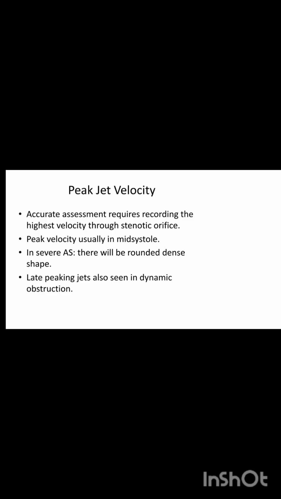For an accurate peak jet velocity, you need to record the highest velocity through the stenotic orifice. Peak velocity is usually in mid-systole. In severe AS there will be a rounded and dense jet envelope. Late-peaking jets are also seen in dynamic obstruction.